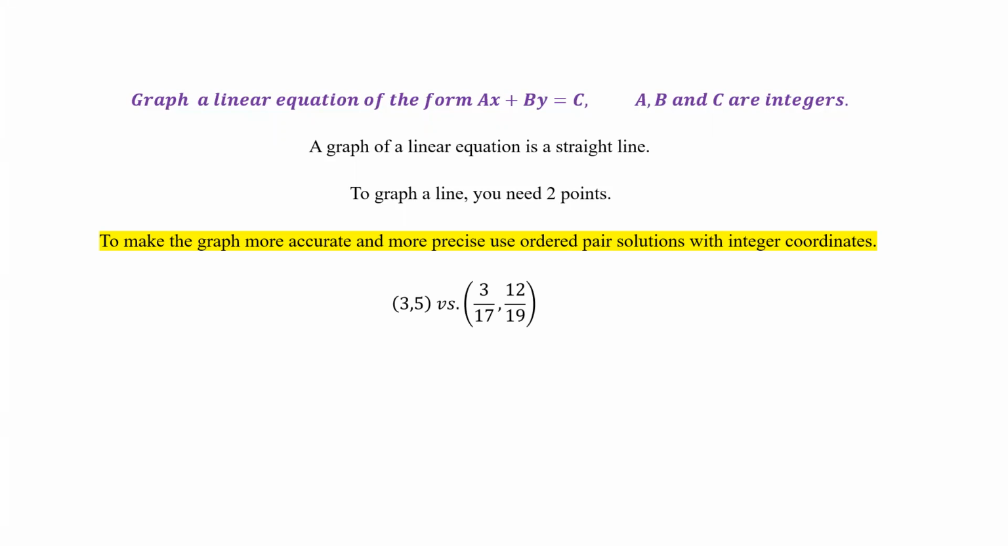Let's look at these 2 ordered pairs. One on the left with coordinates 3, 5 has integer coordinates, and the other on the right with coordinates 3 17/12, 19 has coordinates that are fractions. Perhaps many would agree with me that to plot the first ordered pair is a lot easier than to plot the second. So I would like to offer 3 examples of linear equations of the form ax plus by equals c, and I will graph them using only ordered pair solutions with integer coordinates.